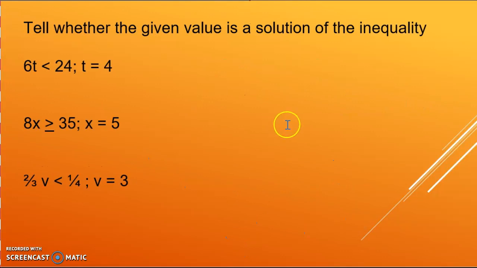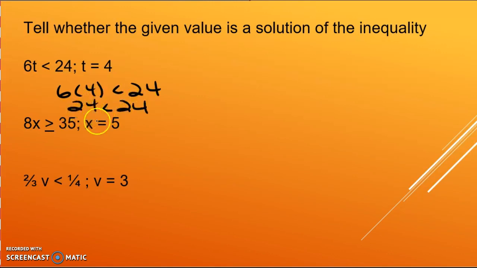Our second one here says tell whether the given value is a solution of the inequality. So first we have 6t is less than 24, and it says to evaluate it when t equals 4. So I'm going to put 4 in for t. Remember, whenever I put anything in, I have to use my parentheses. And then 6 times 4 is 24. So we have 24 is less than 24. 24 is not less than 24, so we would say no solution. Make sure in your test you are saying no solution, not just no.